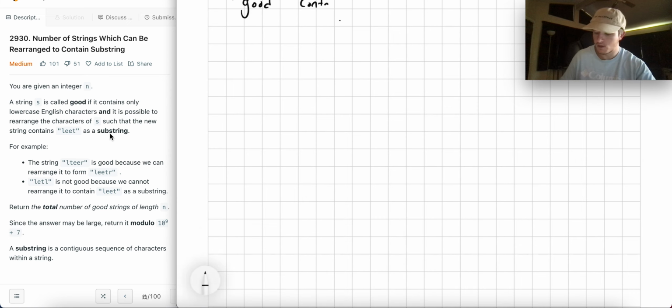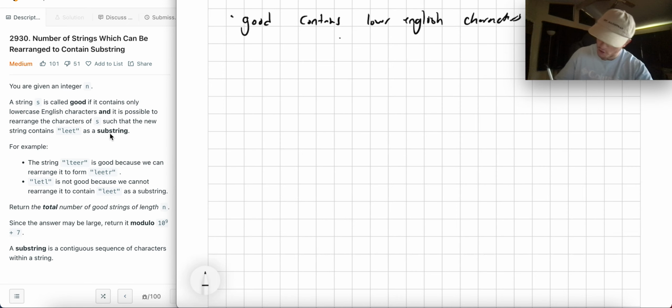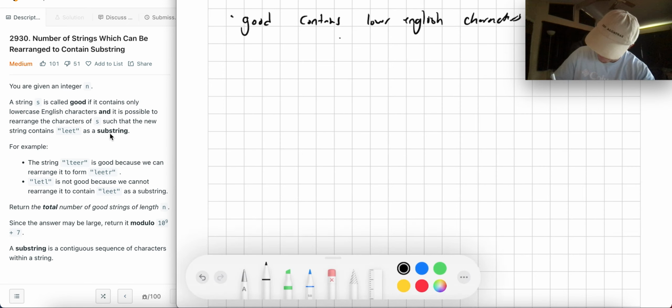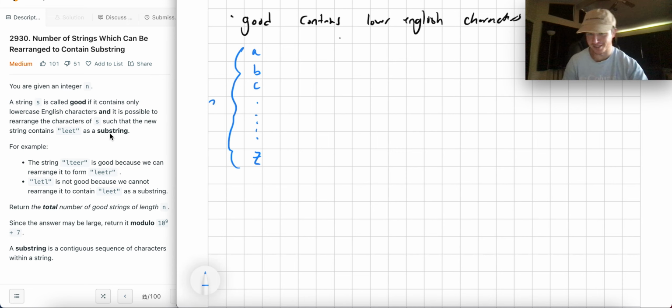So it's good if it contains lowercase English letters. What does that mean in terms of what you can have? You can have all the lowercase English letters, A through Z: A, B, C, all the way to Z. And how many of those are there? There's 26, probably something you should have memorized if you're solving problems like these. There's 26 lowercase English letters, A through Z. I don't know what language you speak out there in the universe, wherever you're watching. Maybe you speak Klingon. But whatever you speak, in English, there's 26 lowercase letters.